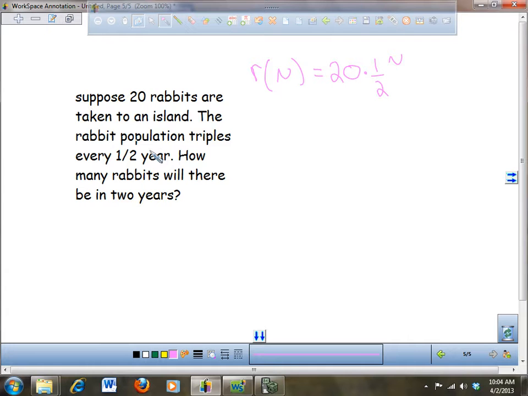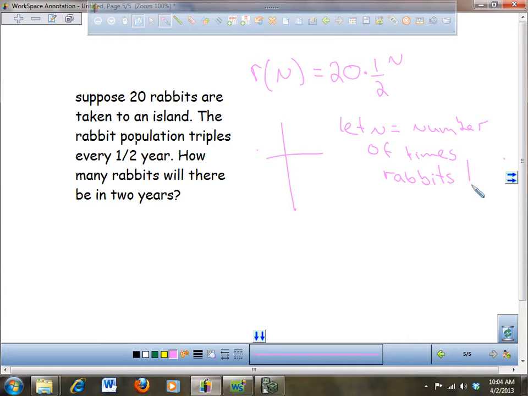Okay? So in this case, let's say you could do it like this by making a table. But in this case you have to let n equal the number of times rabbits double. Okay? So suppose 20 rabbits are taken to an island, the rabbit population triples.